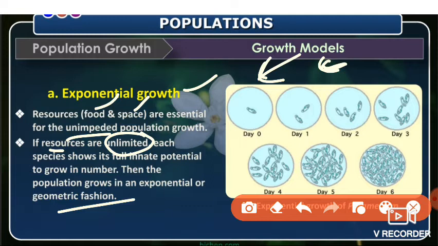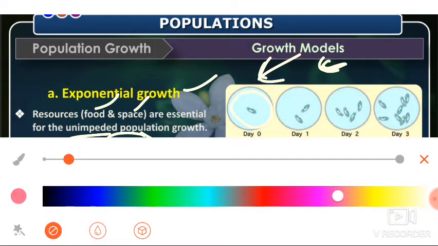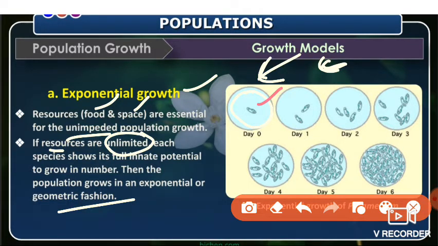Exponential growth of paramecium. Here they have given the paramecium culture, where you are providing a good number of nutrients to that particular paramecium. Here it is a single paramecium, and we are providing all the food resource whatever the paramecium needs. On day 0, what will happen?